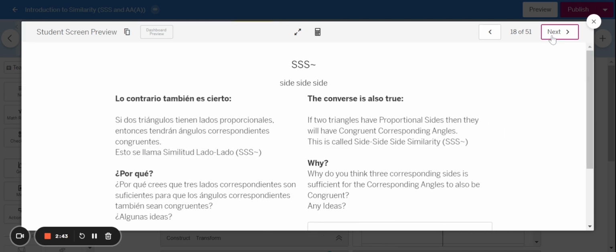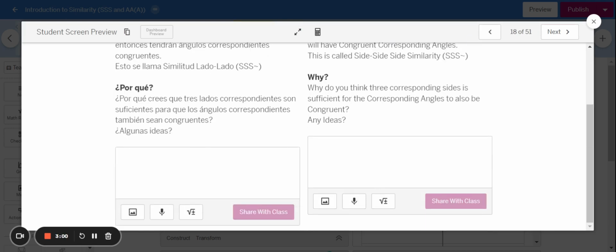Cool. And the next idea is, what if we just have the sides? We call that side-side-side similarity. We have 3 sides in a triangle, so if they're all proportional, then we can guarantee that the angles will be congruent. And this is just a shot in the dark here. Why do you think that having 3 sides being proportional will guarantee that the angles are congruent? Just a shot in the dark here. Any ideas?